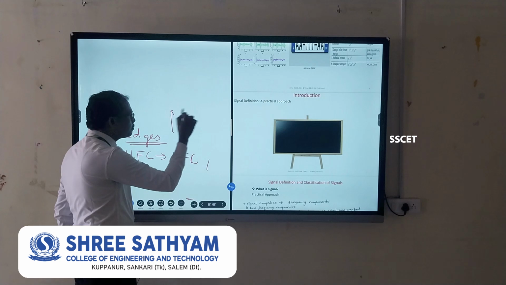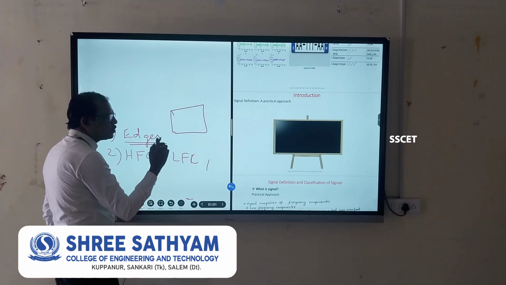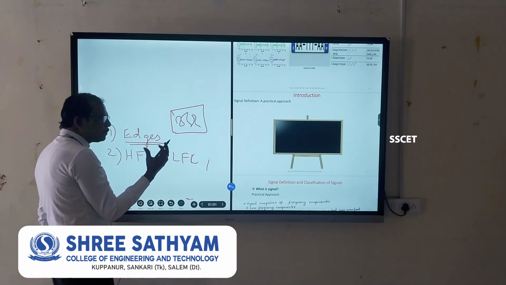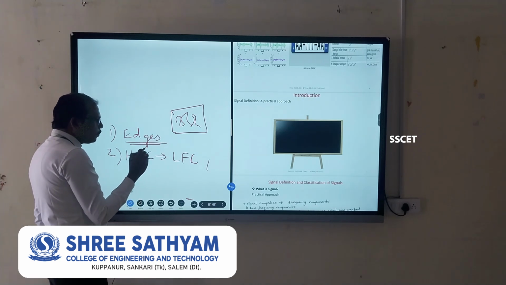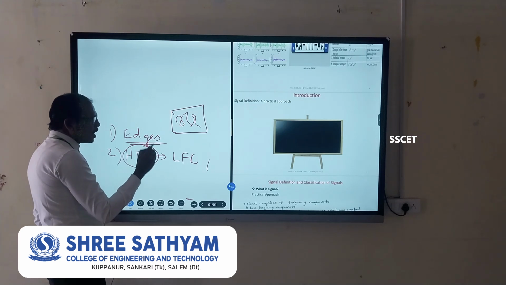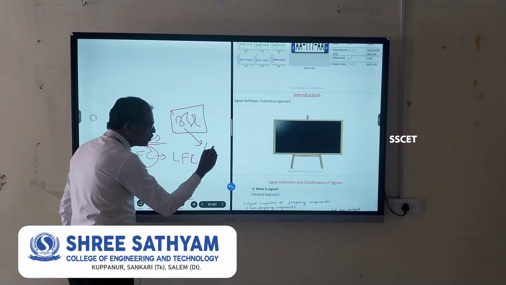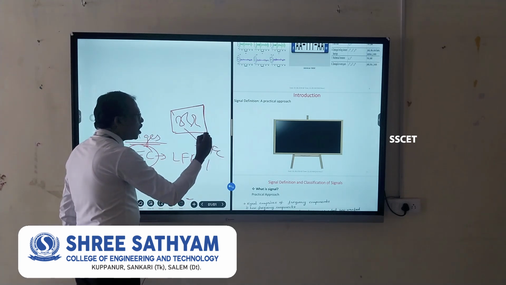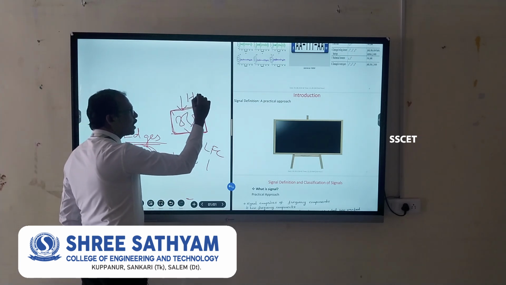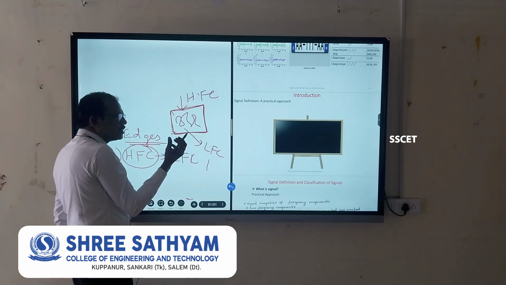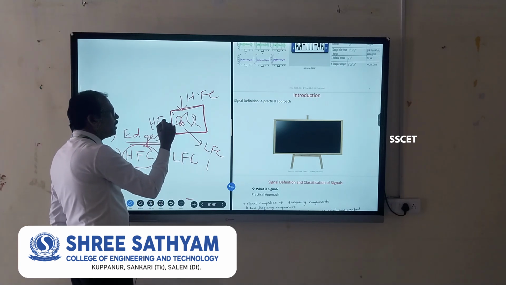So for example, this is my blackboard. Before writing it looks good, looks nice. After writing something, what will be the appearance of this blackboard? It is degraded. So I said one group of high frequency component is present along with the low frequency component. Therefore we can say this white area is the low frequency component. The border of this blackboard or whiteboard, that is the edges, is referred to as high frequency component. Then another one, the letters which are written inside this box, are also called high frequency component.